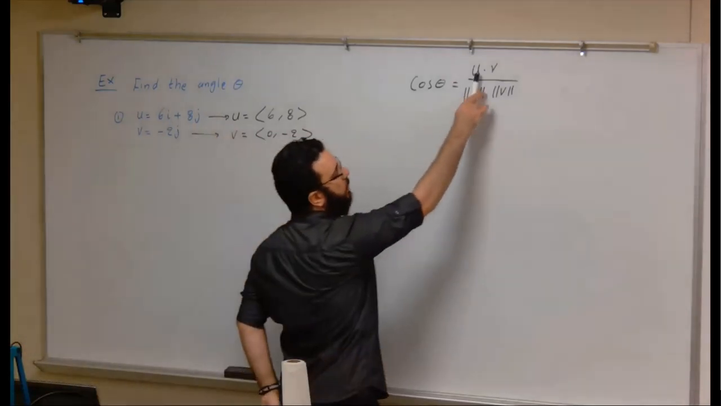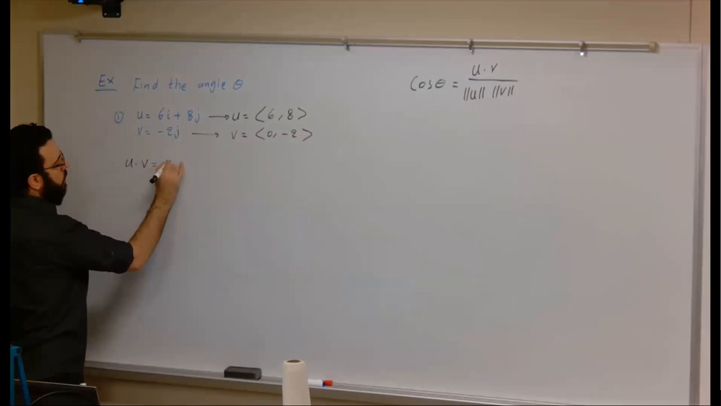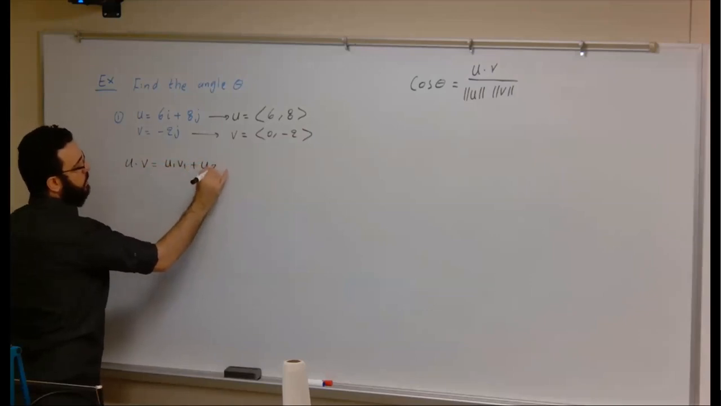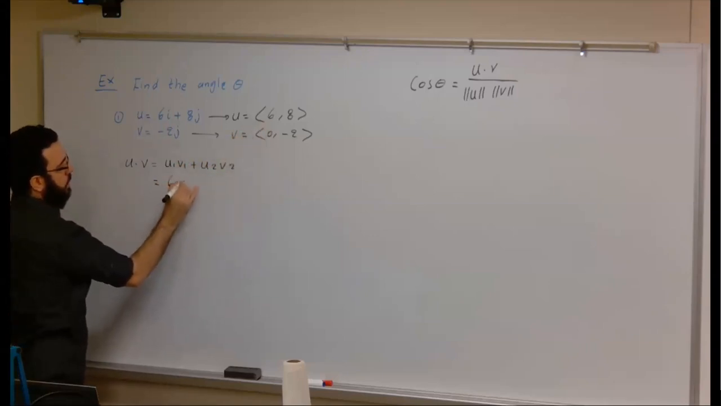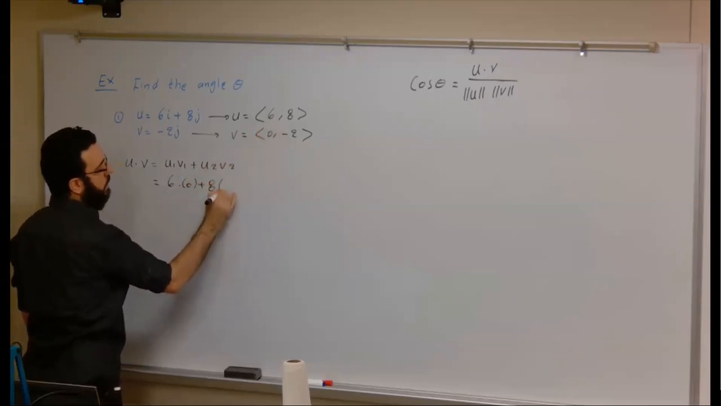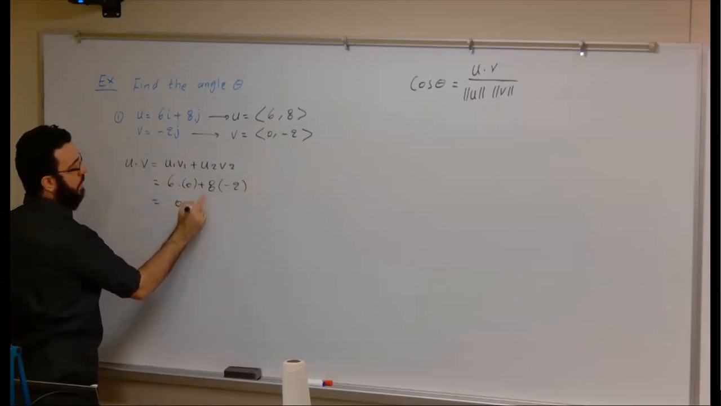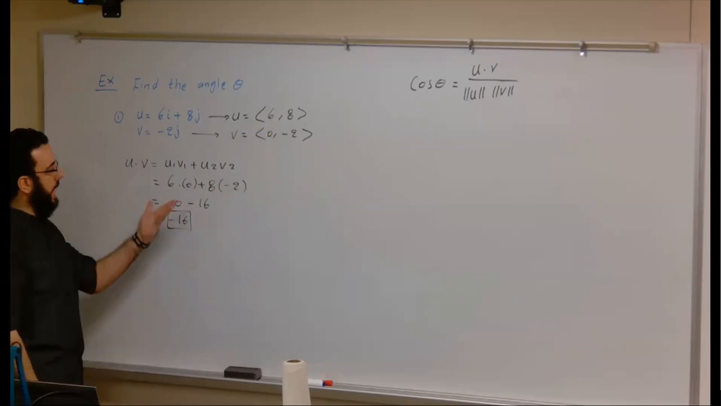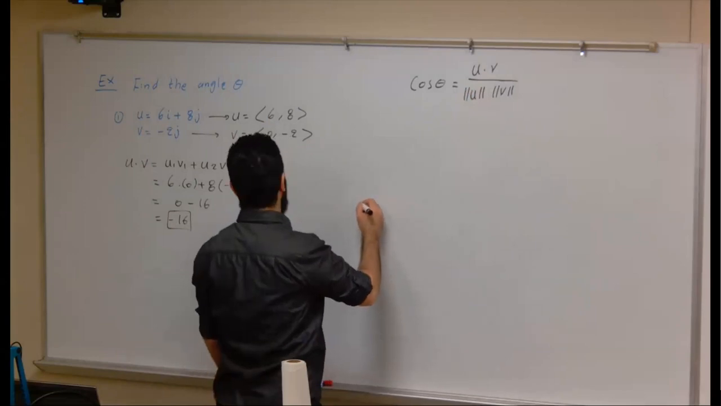So I'm going to find the dot product. U dot product with V is going to be U1 V1 plus U2 V2. U1 is 6 times 0, V1 is 0, plus U2 is 8 times V2 is -2. This is 0. 8 times -2 is -16. So the result is going to be -16. So I have the dot product, which is here. Now, next step, we're going to find what?